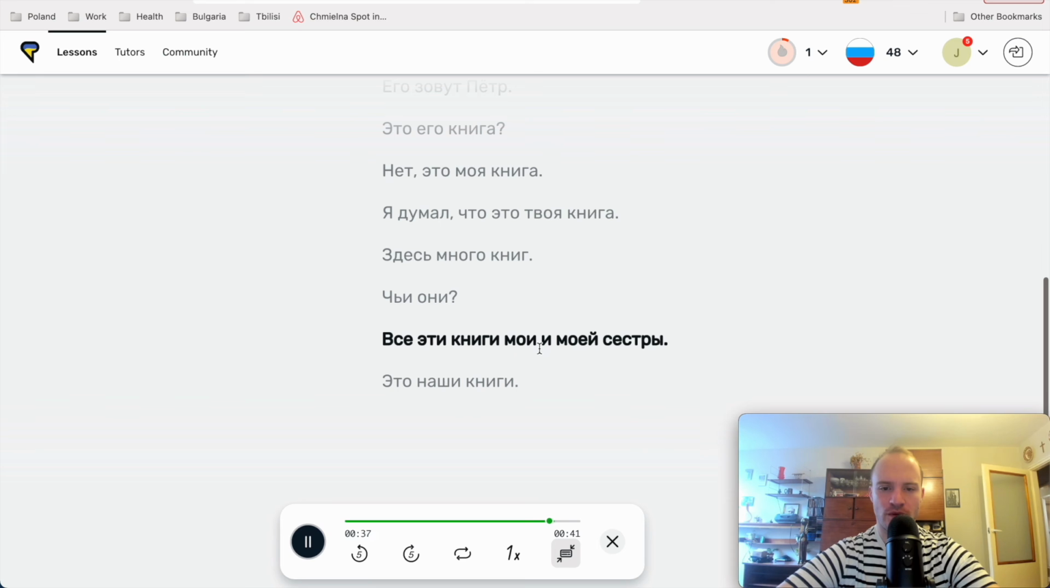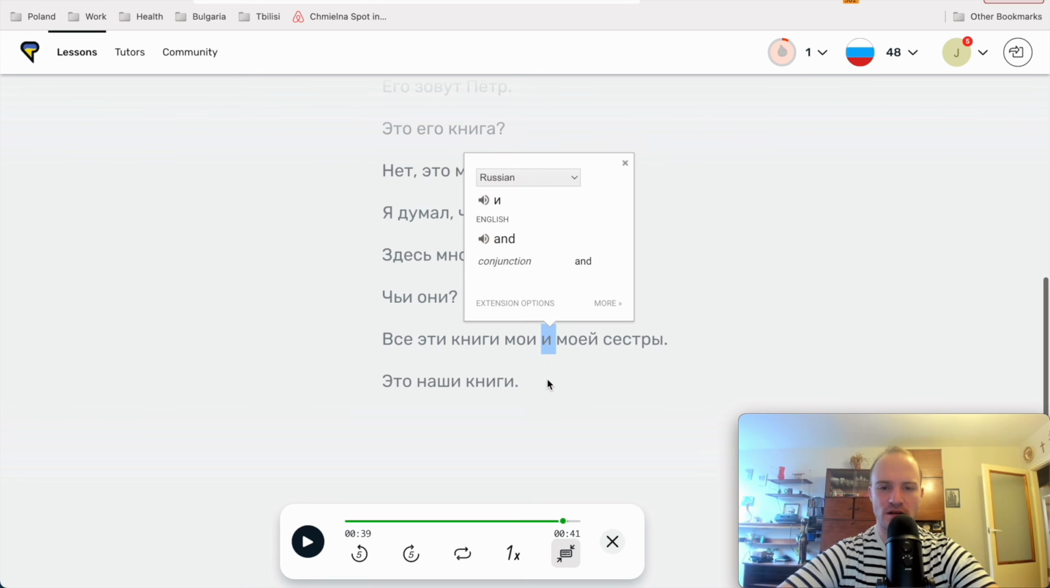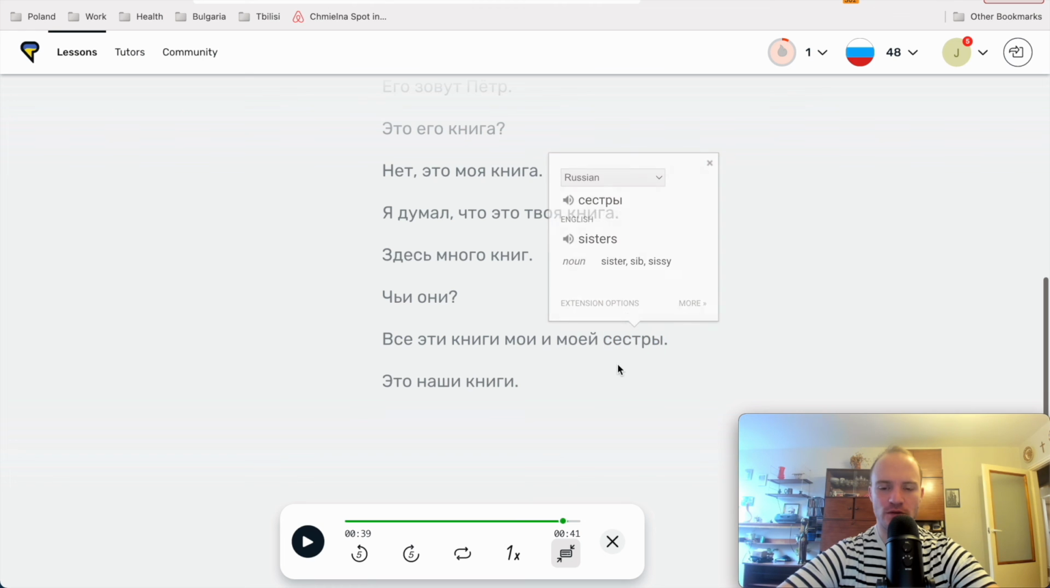Все эти книги мои и моей сестры. So all these books are mine and my sister's. So this must mean and, right? Okay. My sisters. This is plural too. Okay. Then you have another backwards N. So then you could assume that this might be plural as well. So you just kind of recognize patterns as you go along, right?